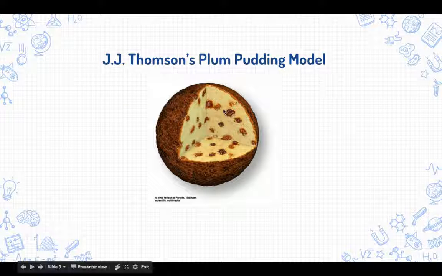It looks a lot like this would be a picture of plum pudding. And then all of this blue here would be positively charged goop or dough or something like that. And then these negatively charged bits just spread throughout.